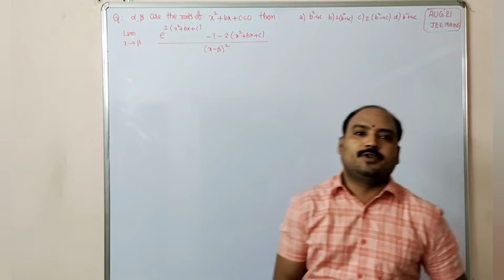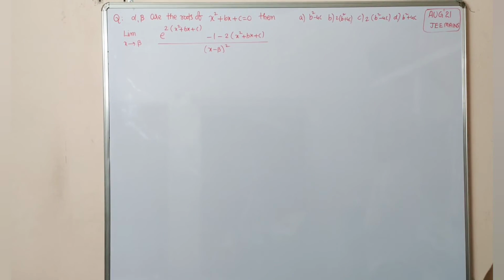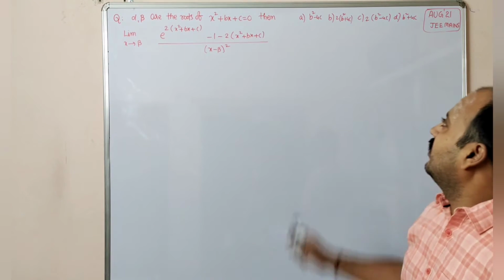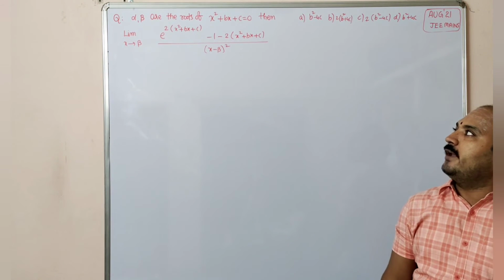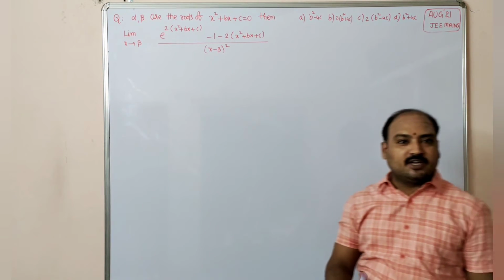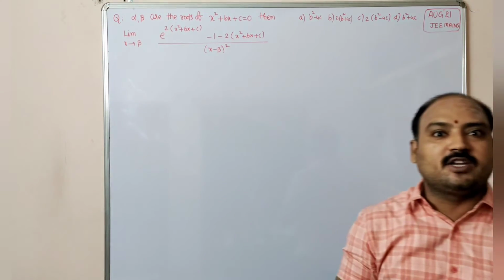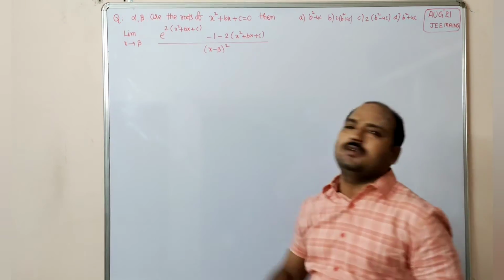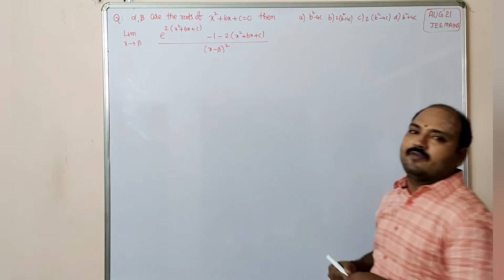The next question here. Alpha, beta are the roots of the quadratic equation x square plus bx plus c equal to 0. Then find the limit as x tends to beta of (e power 2(x square plus bx plus c) minus 1 minus 2(x square plus bx plus c)) by (x minus beta) whole square. It's a good question conceptually. See, first consider the given limit.